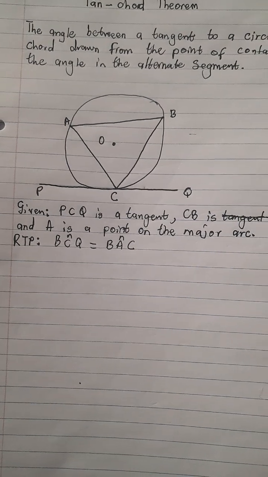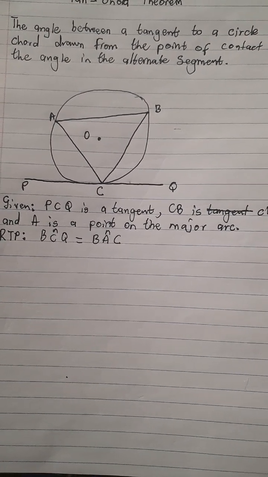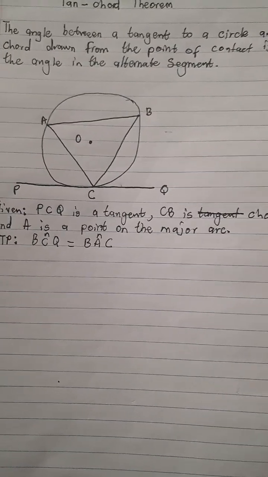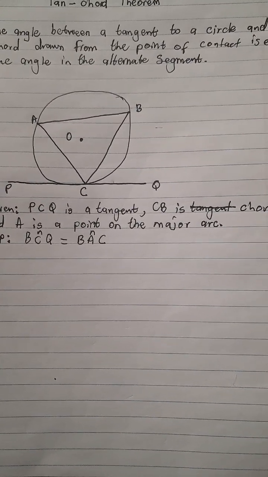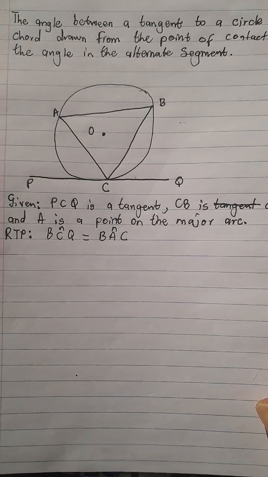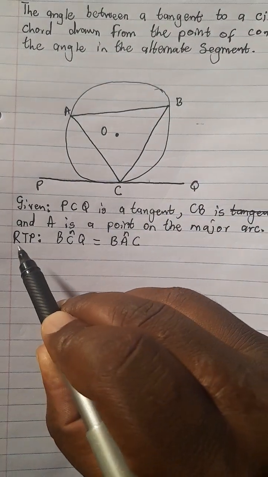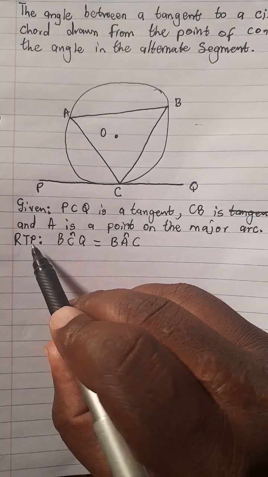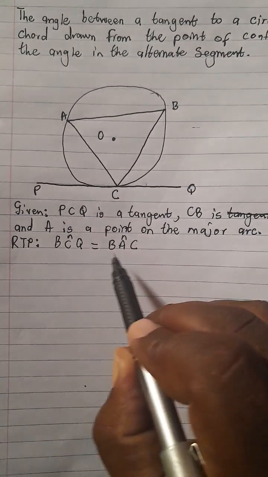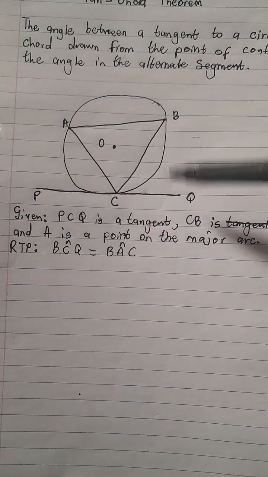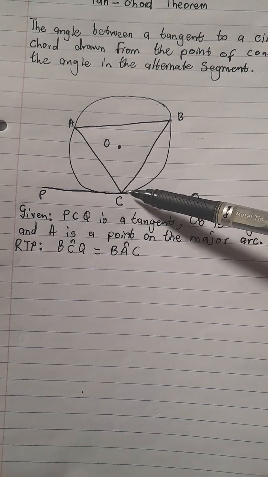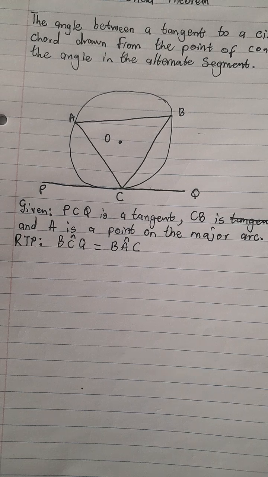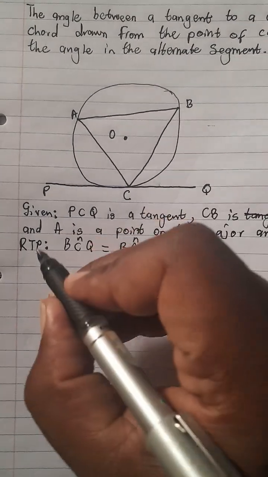First thing, guys, you can't prove a theorem without a construction. So you will need to construct first. Construction is very essential in this proof. Remember that RTP stands for required to prove. We are required to prove that angle BCQ is equal to angle BAC. We will prove that.